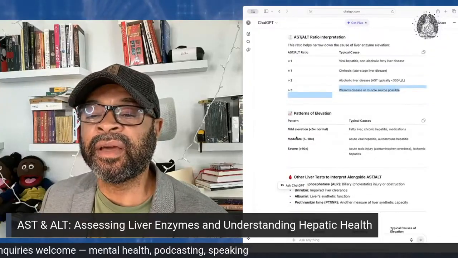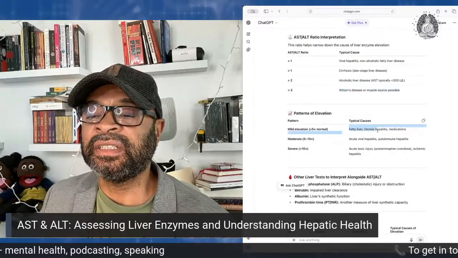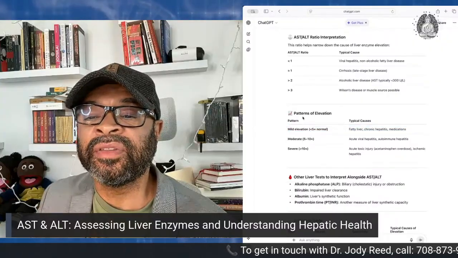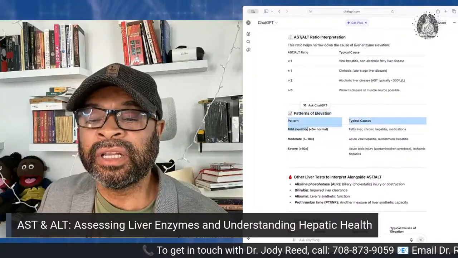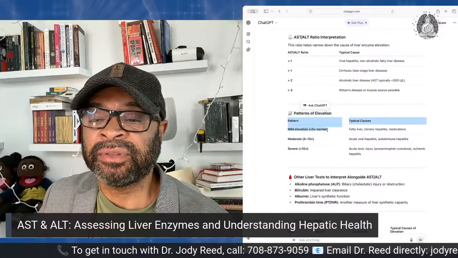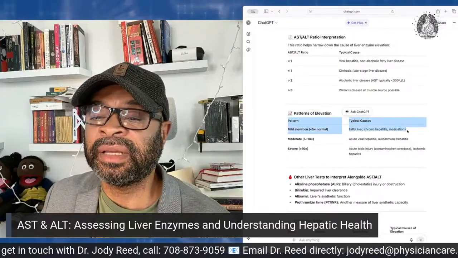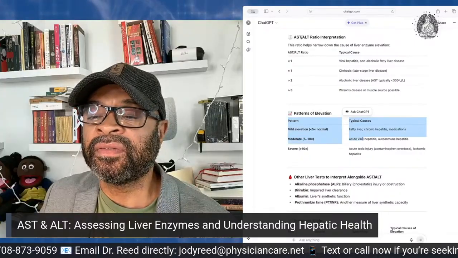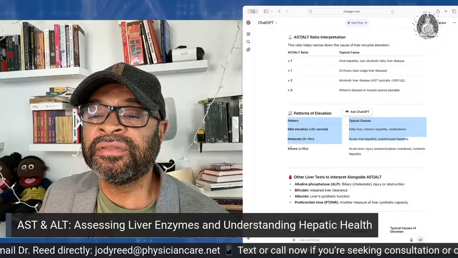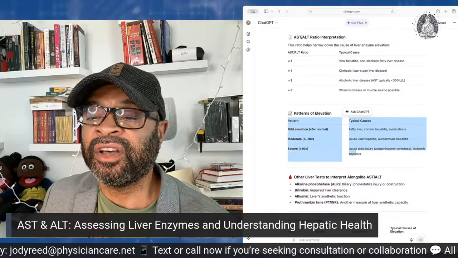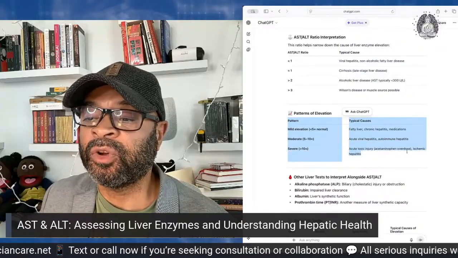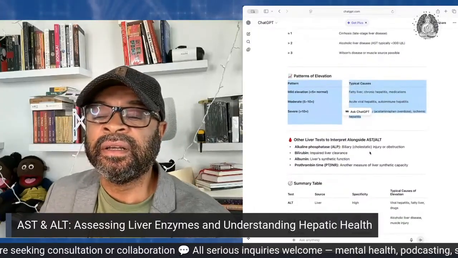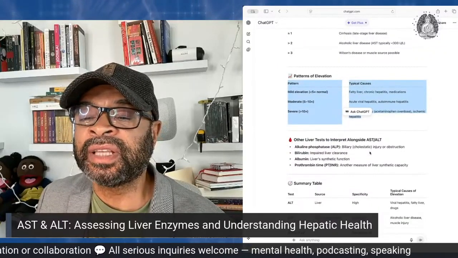Okay, elevation patterns. Mild elevation, that is less than 5 times the normal: fatty liver disease, chronic hepatitis, medications. Moderate elevation, 5 to 10 times: acute viral hepatitis, autoimmune. And a severe pattern, greater than 10 times: acute toxic injury, such as acetaminophen overdose, ischemic injury, toxic hepatitis.